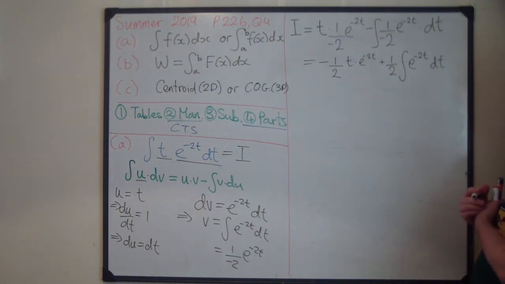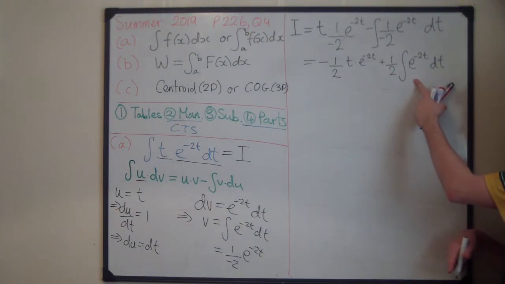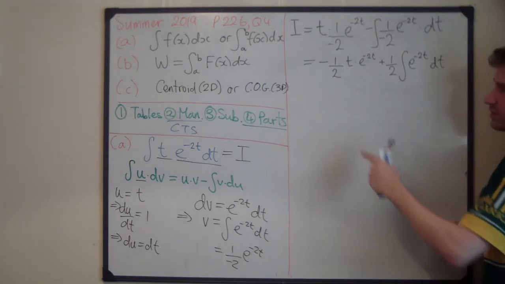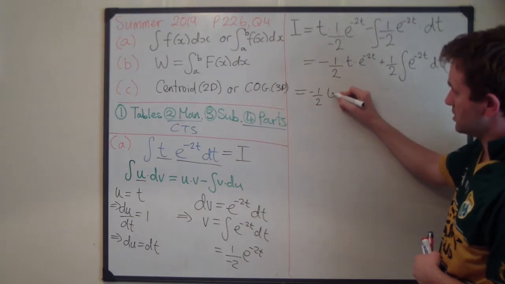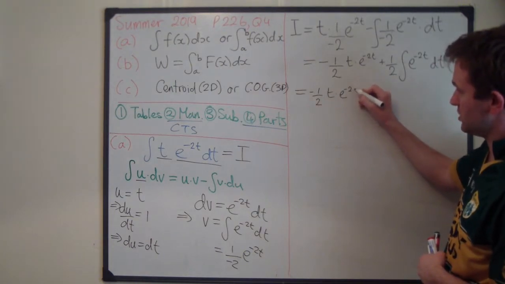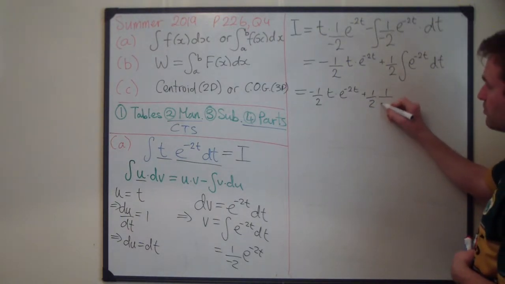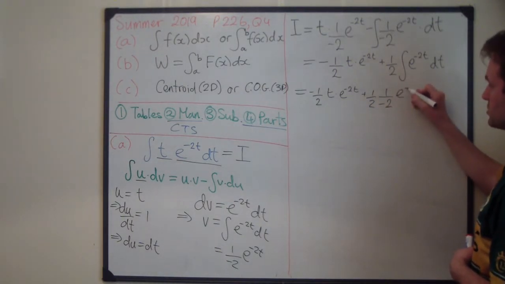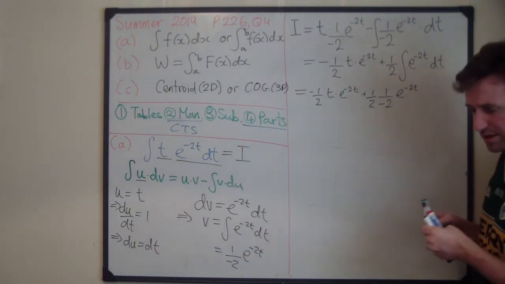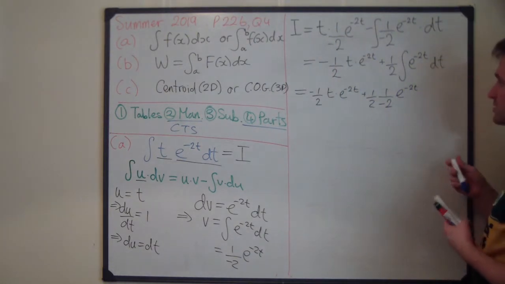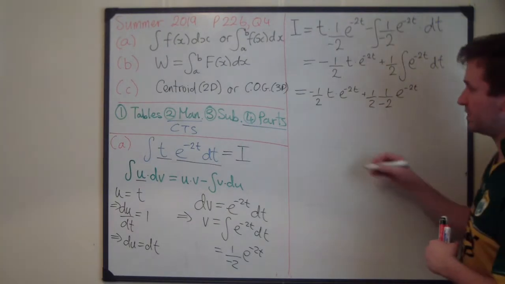Okay, and now what we can do is we've another antiderivative to do. It's in the tables. It's the first thing on this list. So we get that our antiderivative is minus a half t times e to the minus 2t plus a half. Antiderivative of this is 1 over minus 2 e to the minus 2t. Now we could tidy this up and turn it into a minus a quarter, but I'm not too bothered. But for full marks, maybe we'll tidy it up. It's kind of bugging me a little bit there actually.